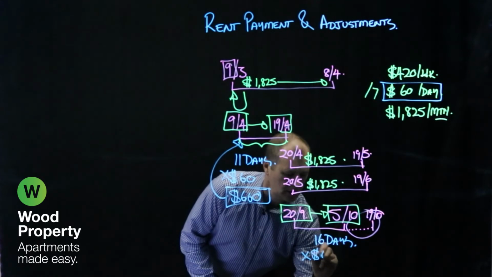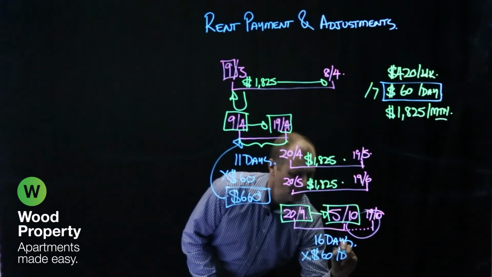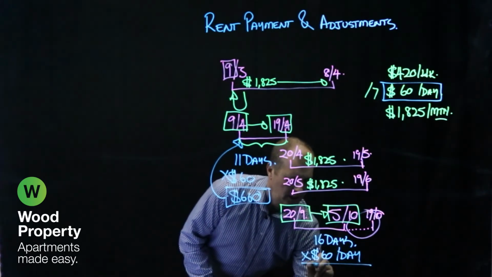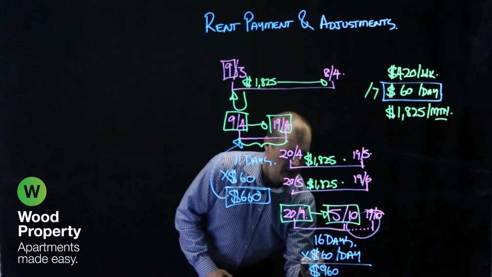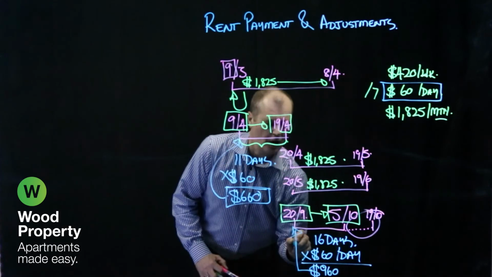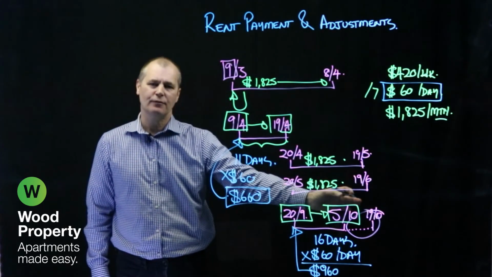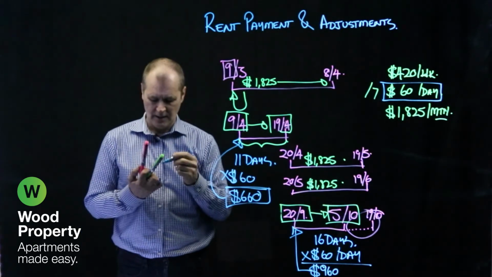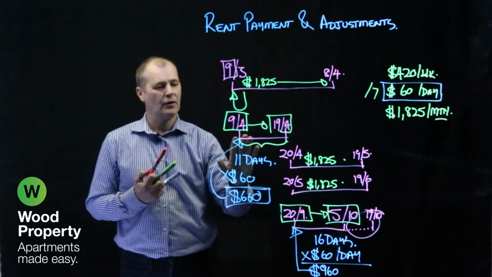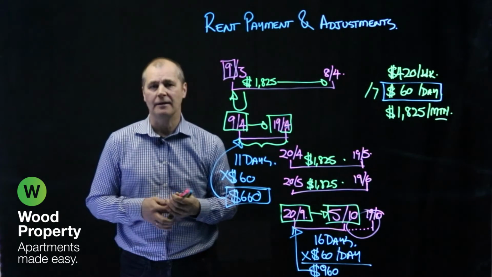Assuming the rent is still at $60 per day, that equals $960. And that is the amount that's payable on the 20th of the 9th and takes the rent payable through to the 5th of the 10th, which is the vacate date. So that's an example of how the rent is calculated, how the rental adjustments are made, and I hope that helps.